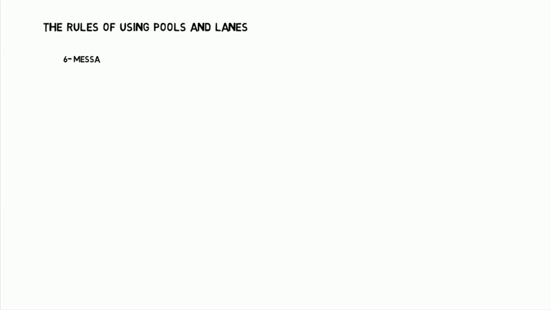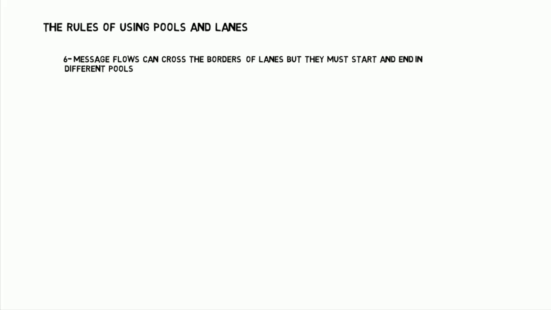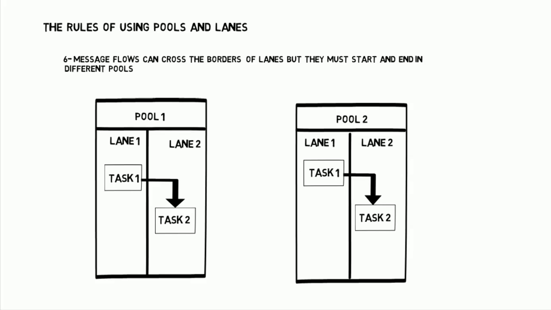Message flows can cross the borders of lanes, but they must start and end in different pools. In this example, we can see that tasks from pool 1 exchange information with tasks from pool 2 using message flows. Rule number 7. We should not miss a sequence flow for activities within a pool.